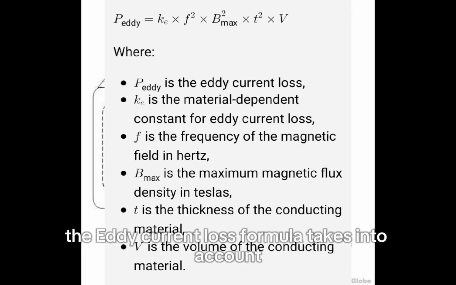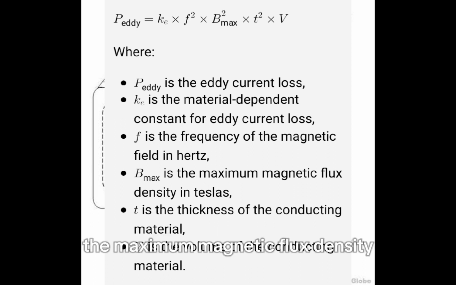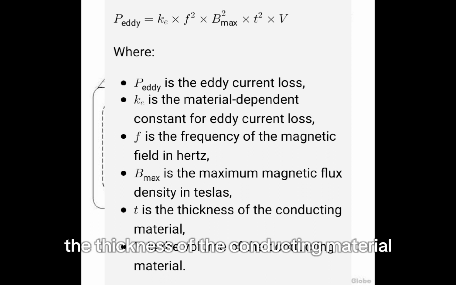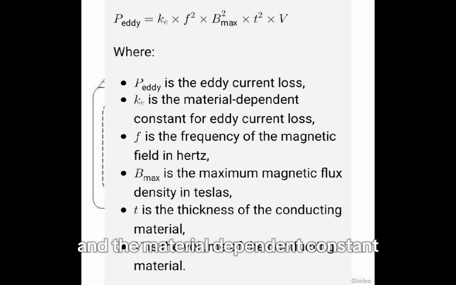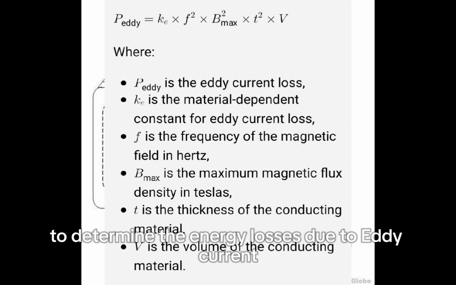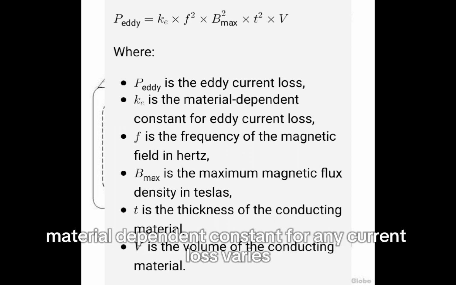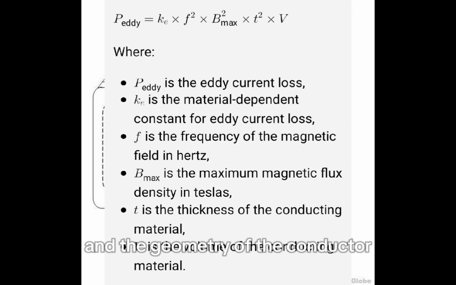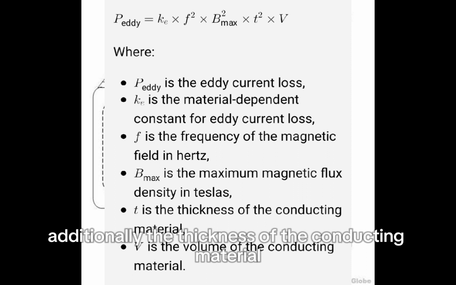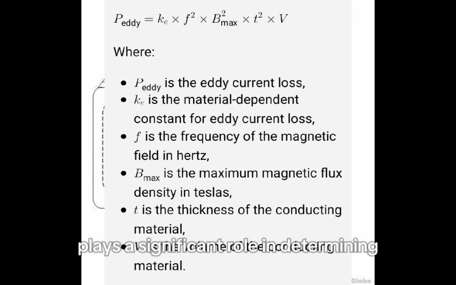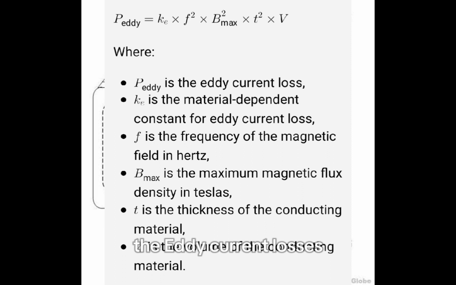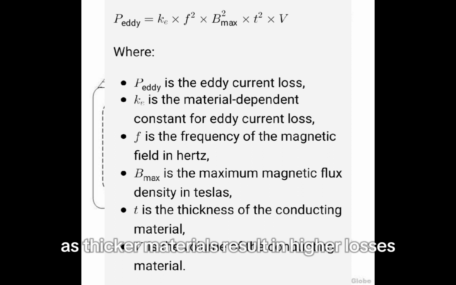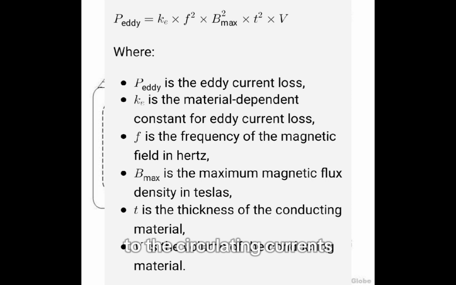The eddy current loss formula takes into account the frequency of the magnetic field, the maximum magnetic flux density, the thickness of the conducting material, and the material-dependent constant to determine the energy losses due to eddy currents circulating in the material. It's important to note that the material-dependent constant for eddy current loss varies depending on the material properties and the geometry of the conductor. Additionally, the thickness of the conducting material plays a significant role in determining the eddy current losses, as thicker materials result in higher losses due to increased resistance to the circulating currents.